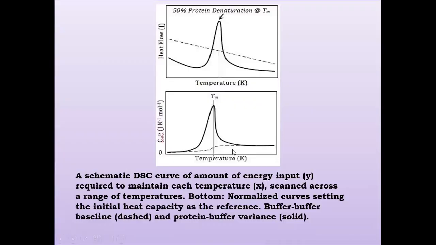So this is how your DSC curve will be obtained. If you observe the bottom one, the second one, we plot a graph between the heat flux versus temperature. The normalized curve sets the initial capacity as a reference, but the baseline, which is the dashed one, will be different.